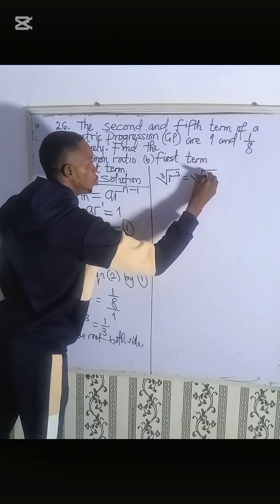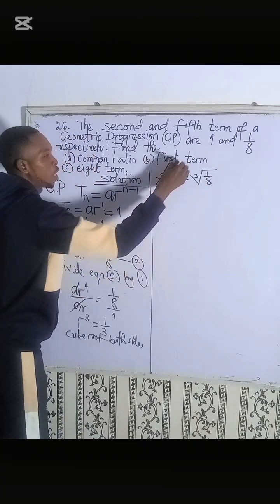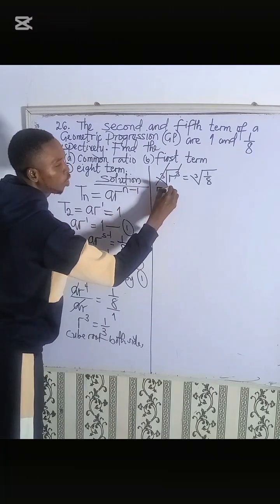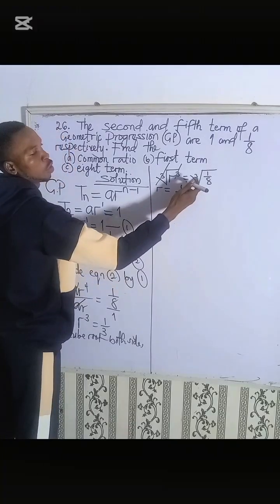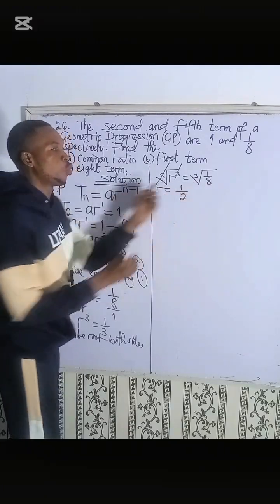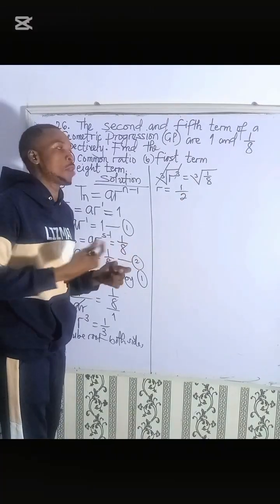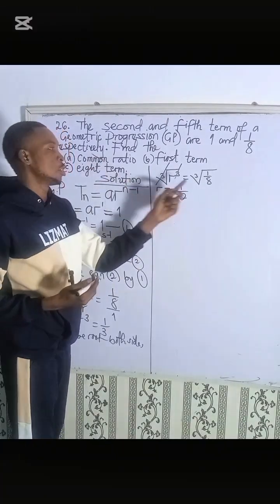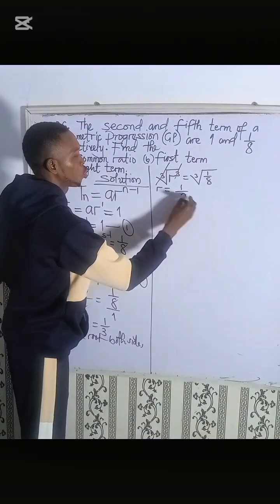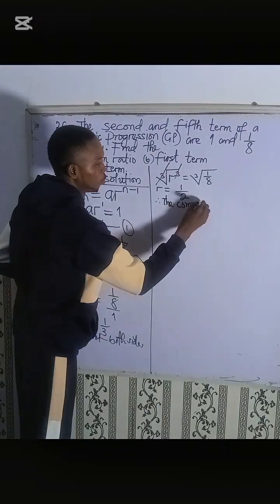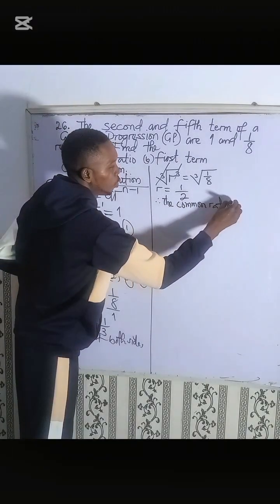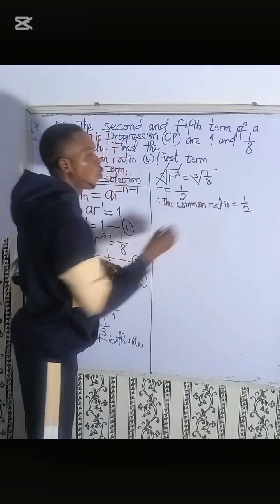So you cube root both sides. So the cube root cancels the cube here. So therefore r is the common ratio. The third root of 1 is 1, and the third root of 8 is what? 2. What do I mean by third root? What will you multiply by itself in 3 places that will give us 8? That's 2. So therefore, the common ratio is equal to 1 divided by 2.